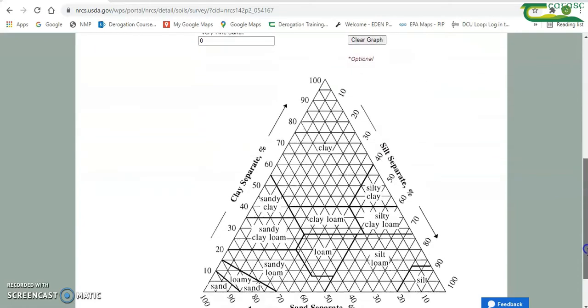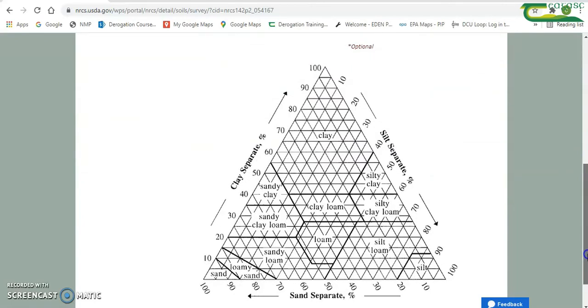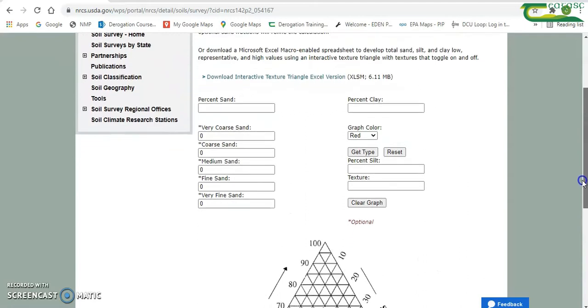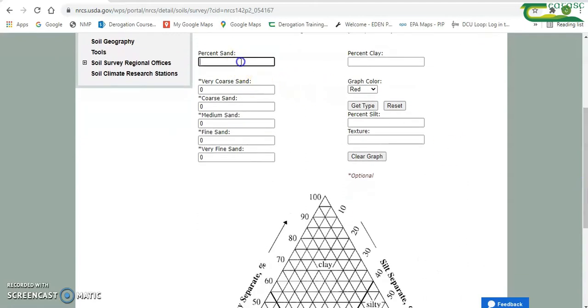So as you can see at the bottom, we have an empty soil texture triangle. So first thing I'm going to do is I'm going to enter sand percentage from the lab, which was 50%. Our clay percentage was 10%. When I press get type, it will autofill the percentage of silt. So here we can see it's autofilled to 40%.